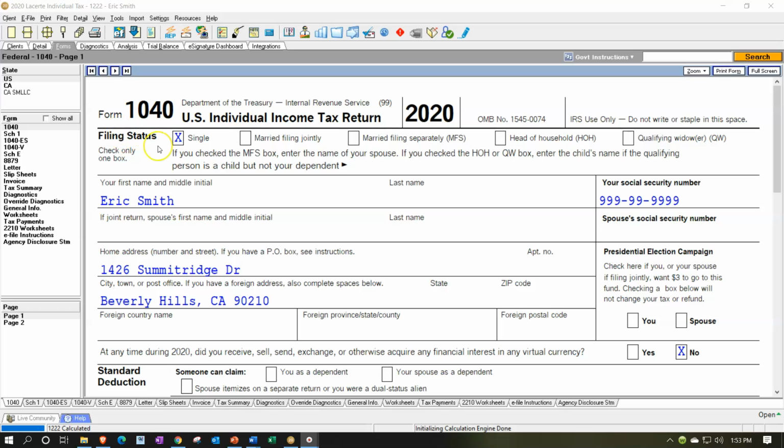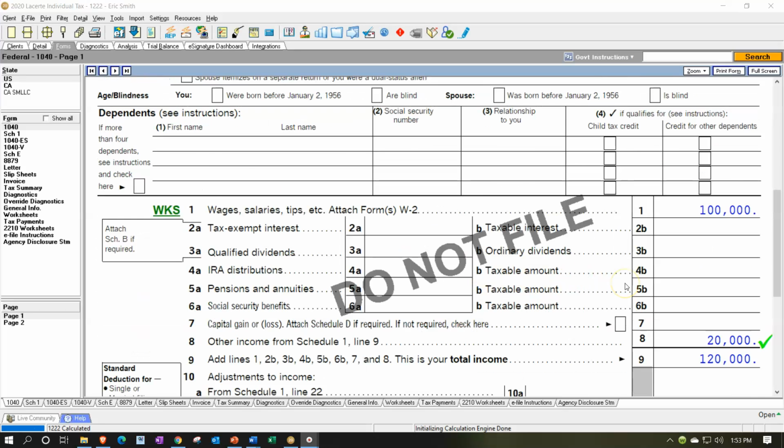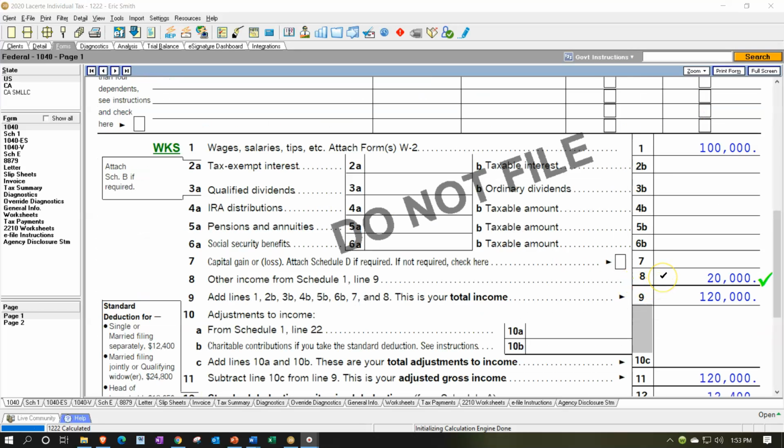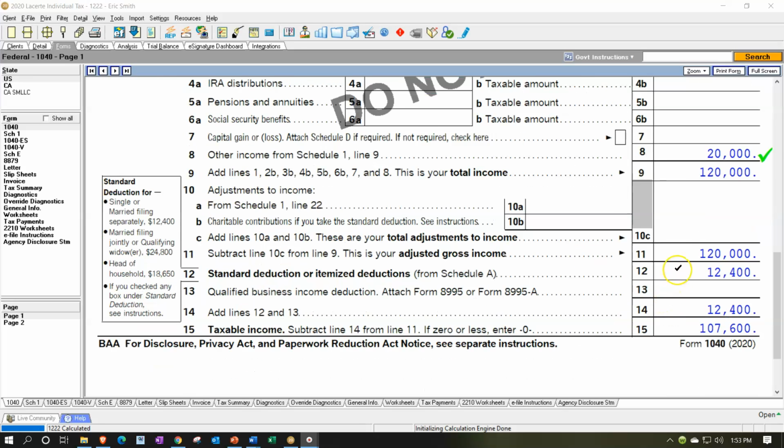We're going to start off with our scenario as a single filer. Eric Smith, living in Beverly Hills 90210, has the $100,000 of the W-2 wages, the $20,000. That's where we're going to be focusing in on. That's flowing into line 8 from the Schedule E, and then going to Schedule 1, and then going here to line 8. And then we have the $120,000 on the total income, adjusted gross income, $120,000. We then have the $12,400 standard deduction to get us down to the $107,600 of the taxable income.